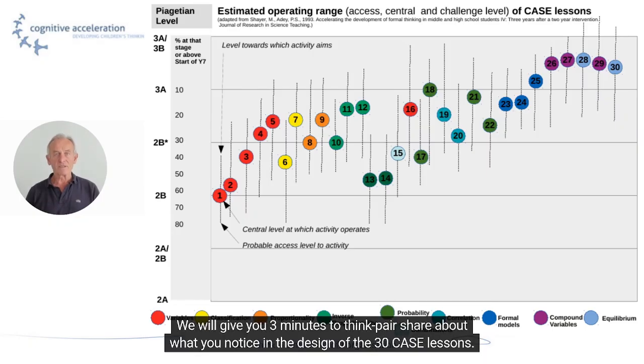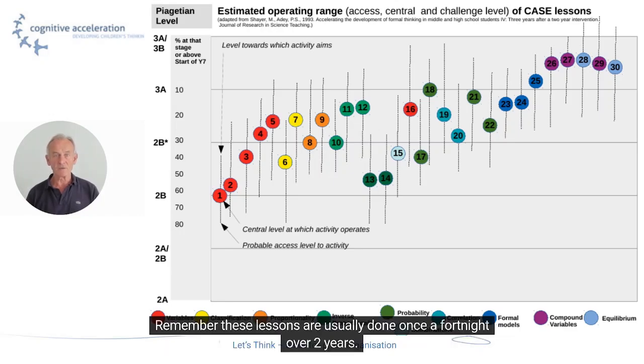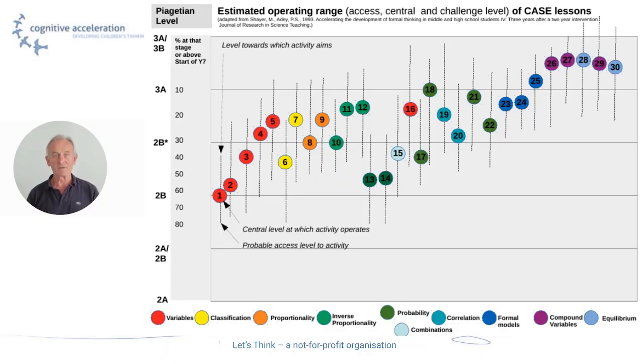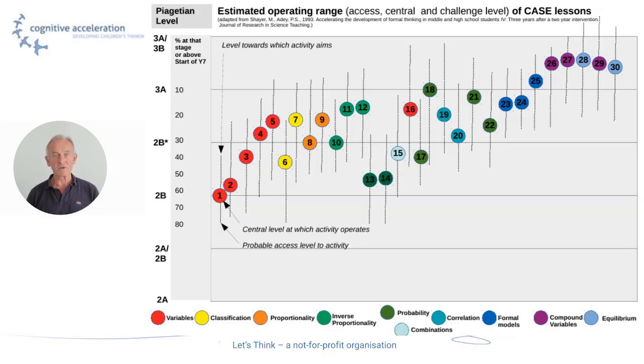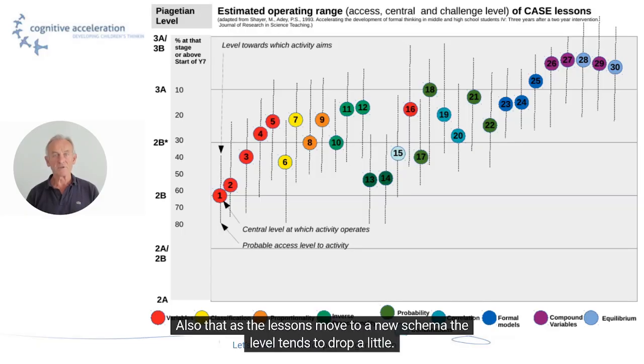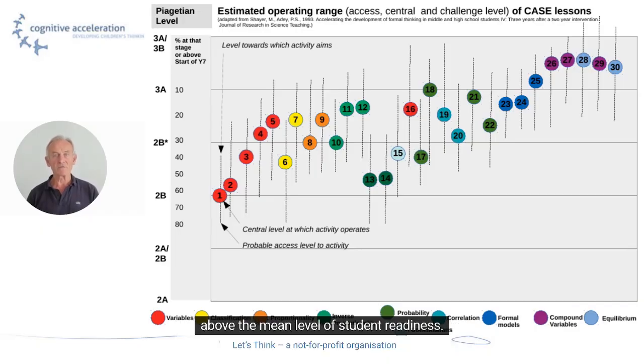We will give you 3 minutes to think, pair, share about what you notice in the design of the 30 CASE lessons. Remember, these lessons are usually done once a fortnight over 2 years. So you probably notice that each lesson has a low-level entry, a thinking level it targets, and some extension-level activities. Also that as the lessons move to a new schema, the level tends to drop a little. Also that over the 2 years there is a steady growth in demand, and that the lessons are a challenge above the mean level of student readiness.